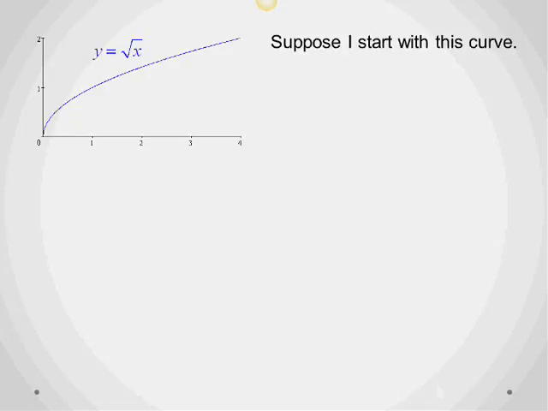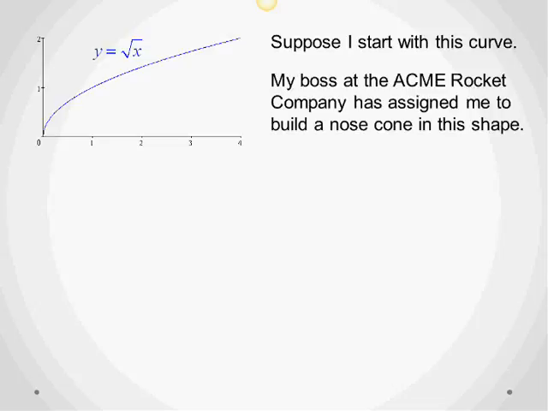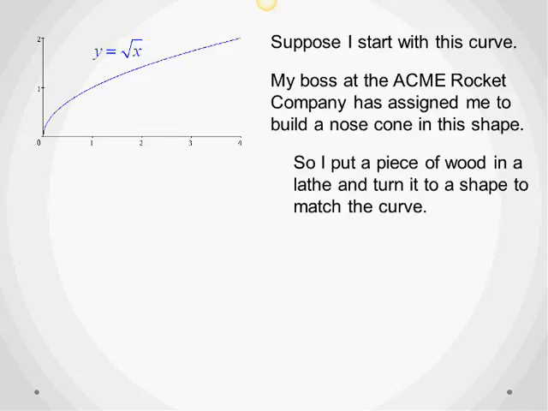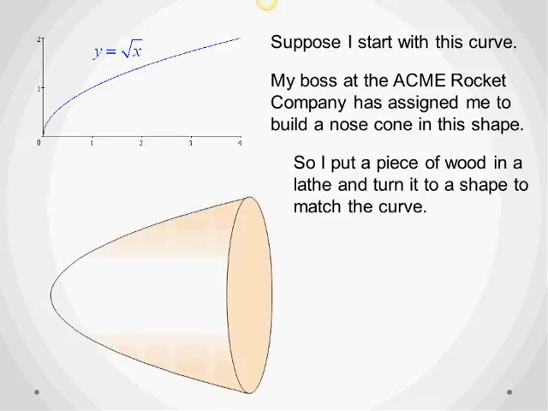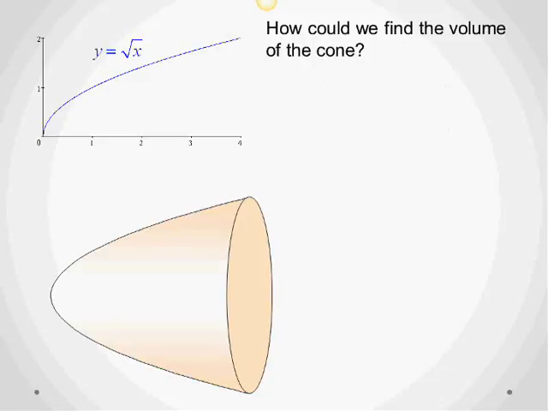Let's talk about another concept. Suppose we start with this curve, and this curve is the square root of x. My boss at the Acme Rocket Company has assigned me to build a nose cone in this shape. So I put a piece of wood in a lathe and turn it to a shape to match the curve. And so you can see that by now rotating around the x-axis, we have made a 3D image, and we're going to try to find the volume of this particular cone.